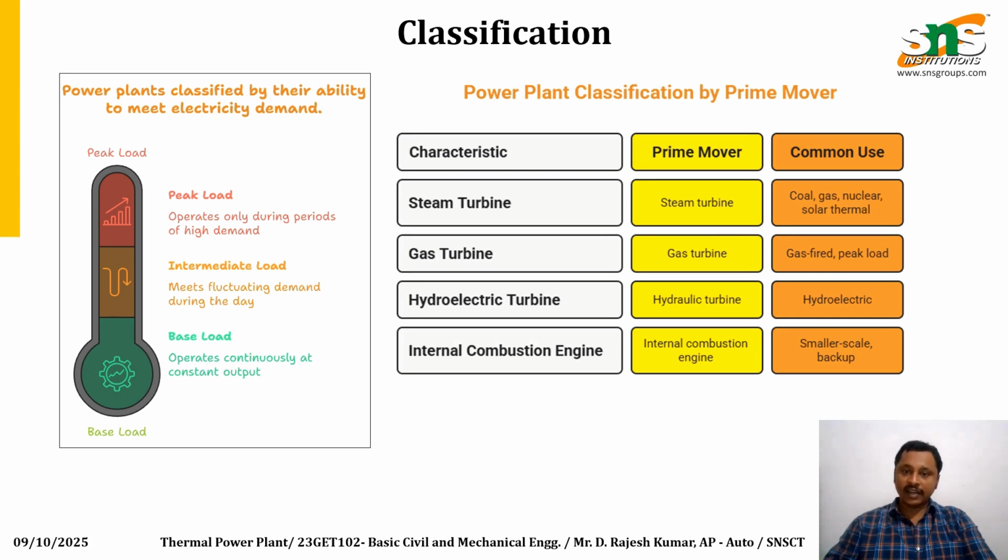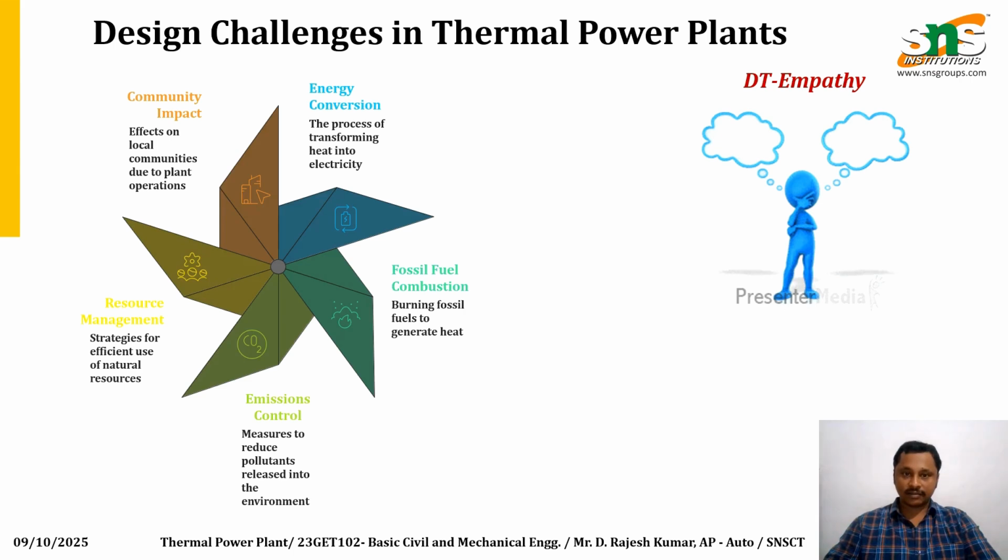Next one is the gas turbine. Here gas is used as the prime mover. Gas can be gas fired or peak load. Next is the hydroelectric turbine. Here the kinetic energy of water is used, so the prime mover is water. The last one is the internal combustion engine. Here the engine's power is used. The engine can be run by using diesel, mainly diesel, and sometimes petrol. So these are the classifications of the power plants.